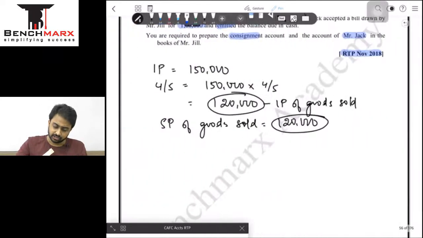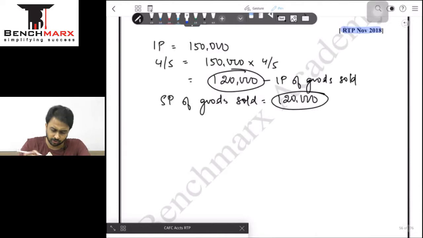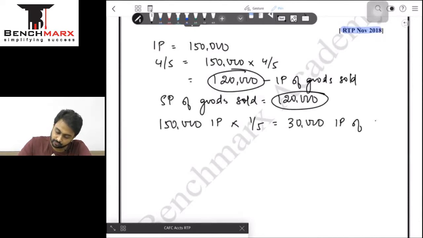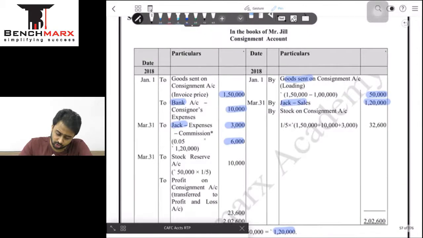One thing is left, the stock proceeds and closing stock. So out of 1,50,000 invoice price, can I say 1/5 is remaining because 4/5 was sold, which means 30,000 is the IP of closing stock. In my stock valuation, I also take all proportionate expenses up to the point of the goods reaching the godown. So which all costs will I take? I will take 10,000 proportionate expense.